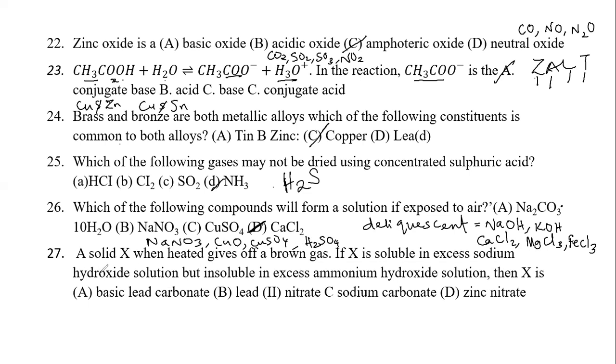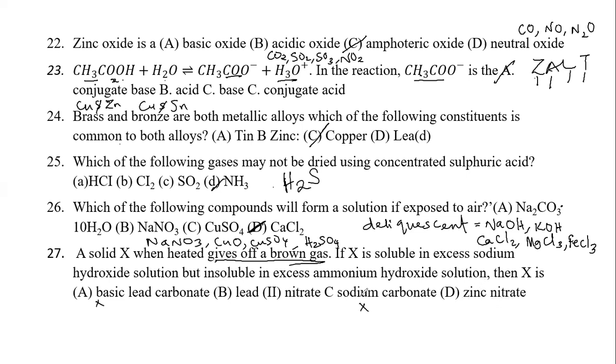So question number 27 says that a solid X, when heated, gives off a brown gas. If X is soluble in excess sodium hydroxide, but insoluble in ammonium hydroxide, then X is what? Now, when you look at it, the brown gas must be NO2. So you definitely know that A cannot be the answer, and also C cannot be the answer. So it will be between lead 2 nitrate or zinc 2 nitrate.